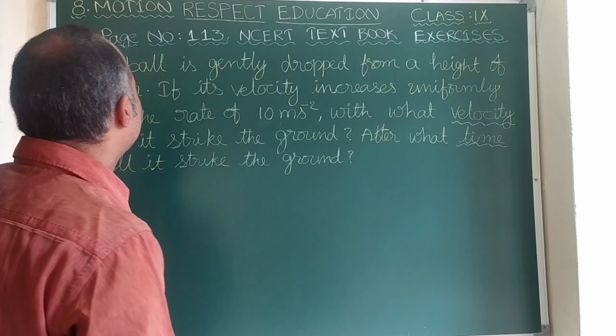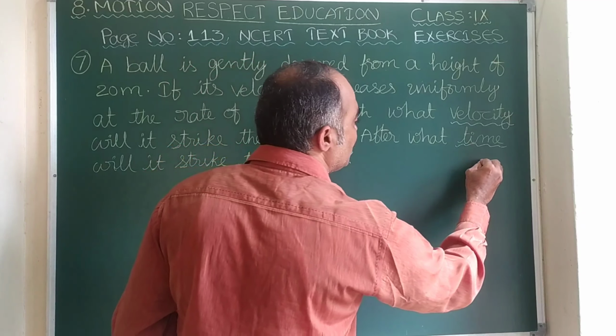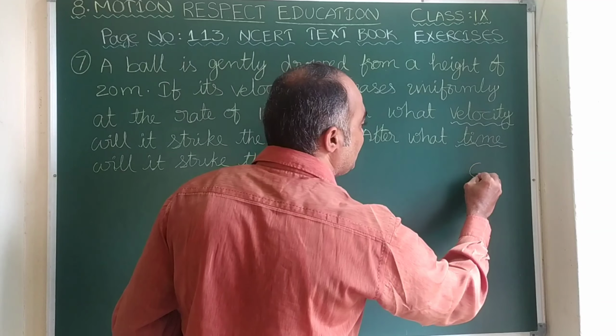Here if we observe the question carefully, a ball is gently dropped. So here just imagine, here is a ball, it is dropped from a height, whereas the height is given as 20 meters. So from this point to this point, if you consider this as ground, the height is given as 20 meters.